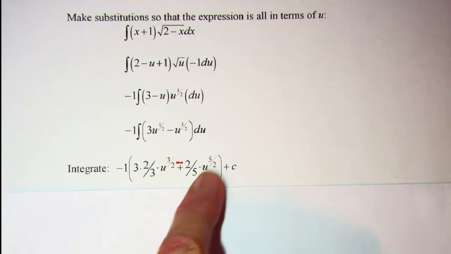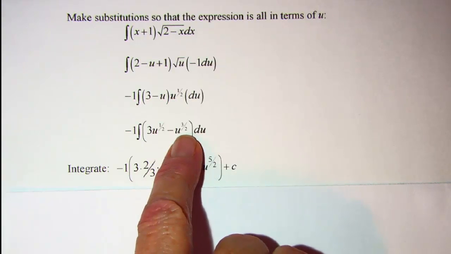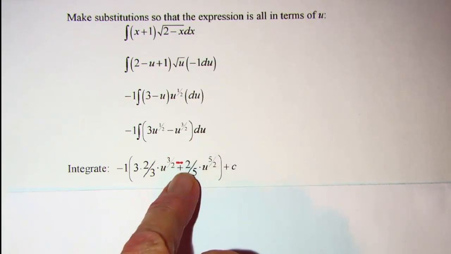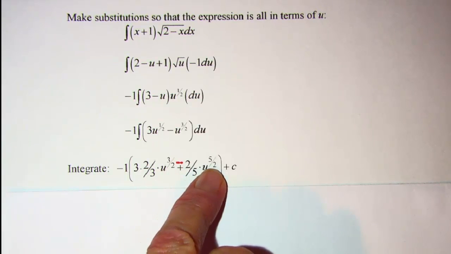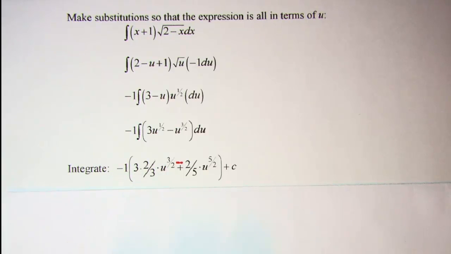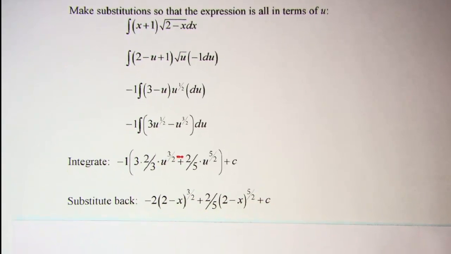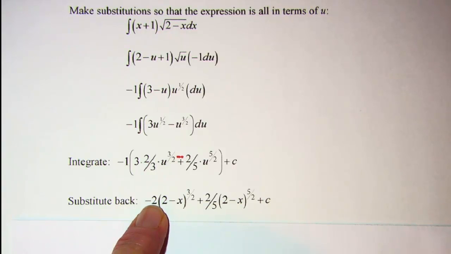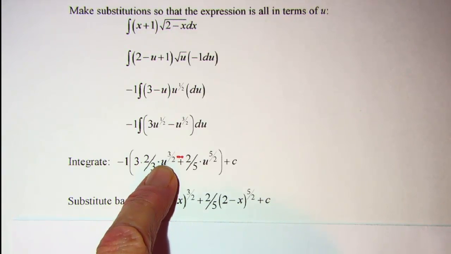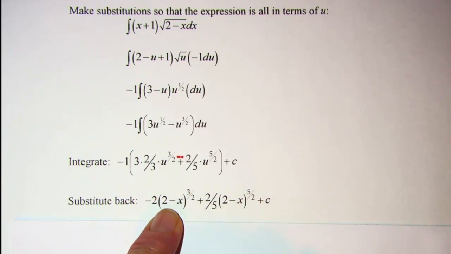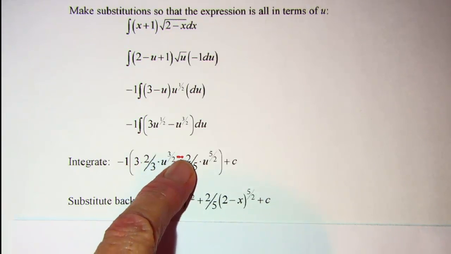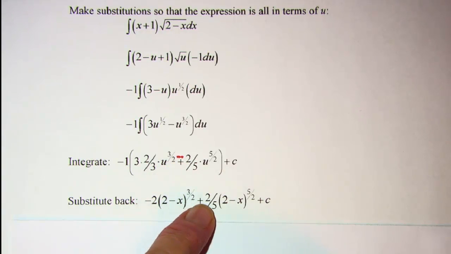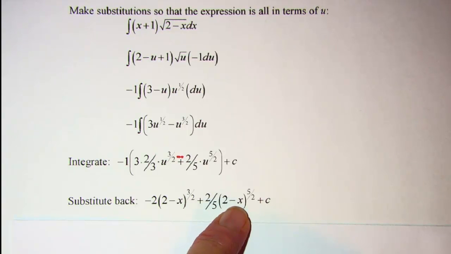And then we integrate this one. 3/2 plus 1 is 5/2, so I have 2/5 u to the 5/2. Now when I distribute this negative 1 through, the 3's cancel, and I have negative 1 times 2 is negative 2. And then I sub back in place of u, I sub back 2 minus x. That's to the 3/2 power. Then this minus, when I distribute to this minus, I get a plus. And then 2/5, and sub back in place of u, 2 minus x, raised to the 5/2 power, plus c.